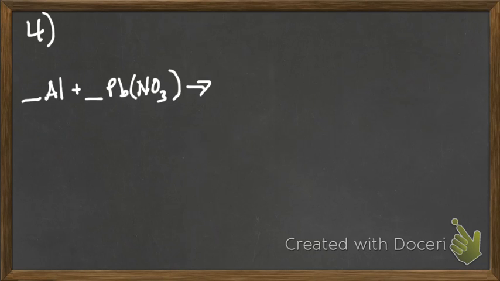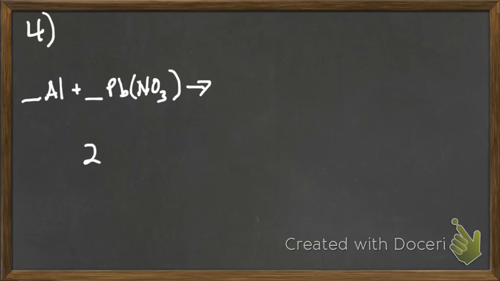Alright, so for step 1, we need to predict whether or not a reaction occurs. Again, we have our list of reactivity. Aluminum is up here, Pb is down below, so aluminum does replace Pb. So a reaction will occur.